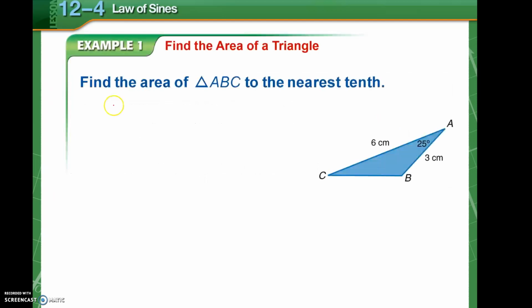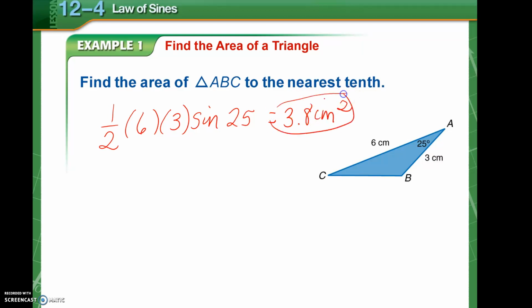So area here would be 1/2 times 6 times 3 times sine 25, and I get 3.8. Remember, your label is really important in area because we're talking about square units, not linear. So that's the area of a triangle.